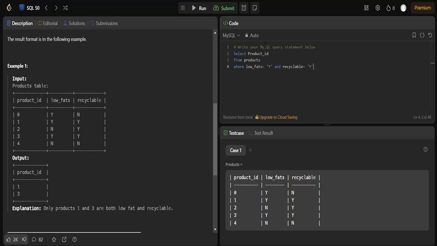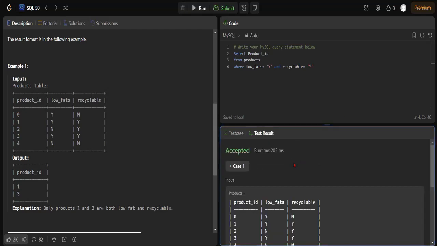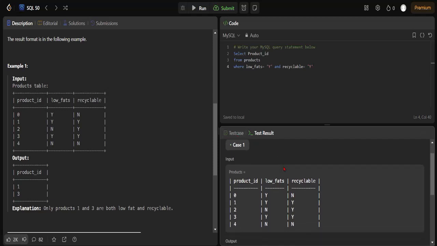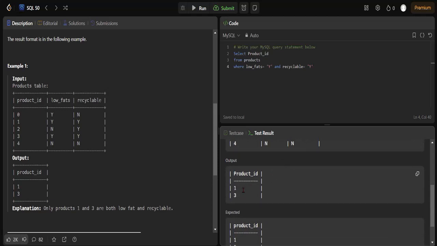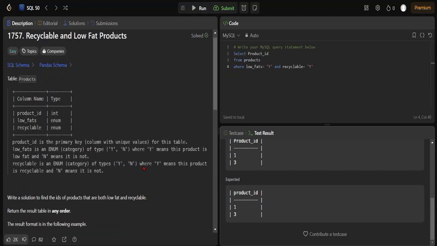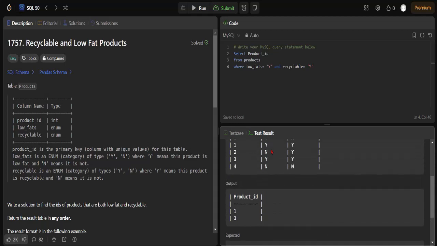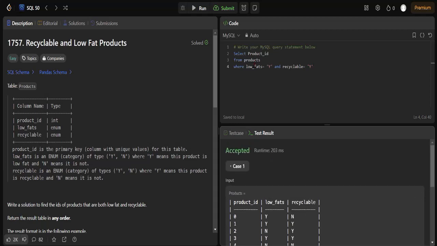Now when I run this particular query, I'll get the result. This is the input that is given and the output is 1 and 3. This is fine, and let us now submit our solution. From this result it seems that our solution is correct, because what we have done here is filter on low fats and recyclable, and that has helped us get the right solution to this problem.